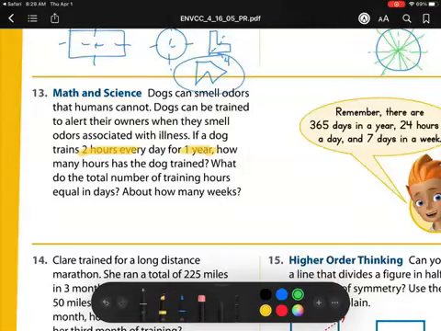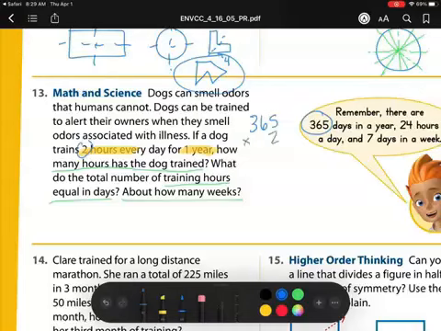He trains 2 hours every day for 1 year. If I look over on the side, it says that there's 365 days in a year. So that's 2 hours every 365 days. So what does that mean? Well, to me, it kind of sounds like we're going to be doing a multiplication problem. We have 365 days, or 365 groups, and 2 goes in each of those groups. So that's 365 times 2.